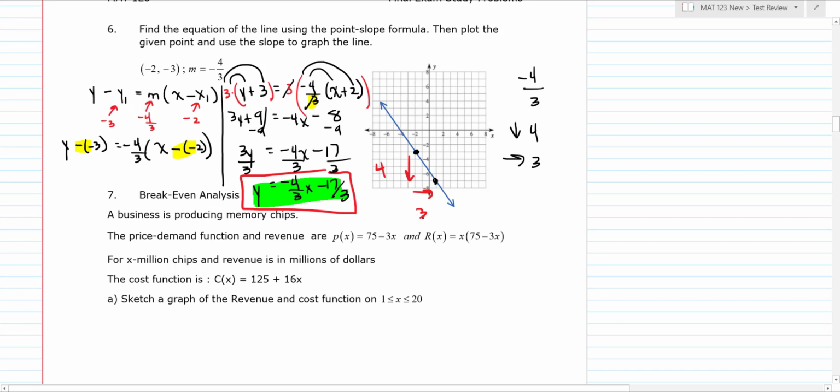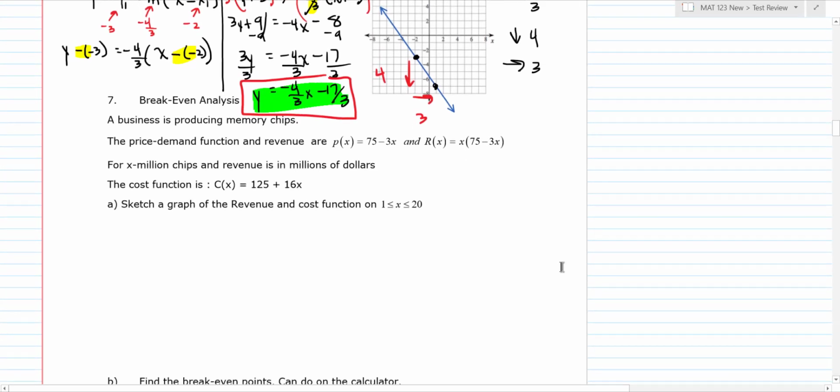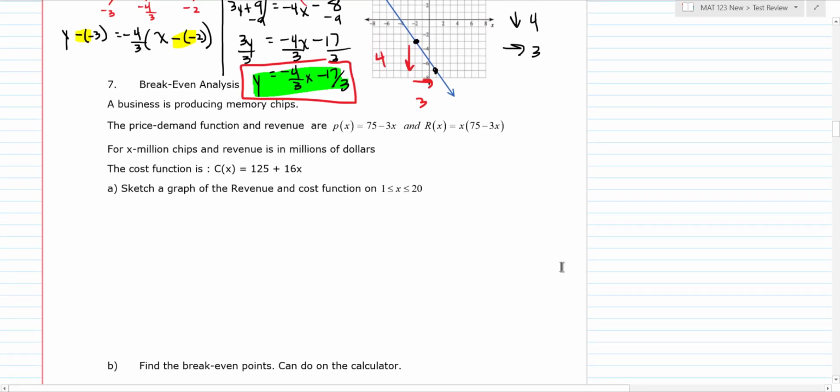Okay, so you want to know how to use the point slope formula to find the equation of a line. Okay, next thing I'm going to review is break-even analysis. Okay, in this problem, you're given 3 things. You're given a price-demand equation, you're given a revenue equation, and you're given a cost equation. So basically, break-even, and you're going to do this graphically, and you'll do it with your calculator.